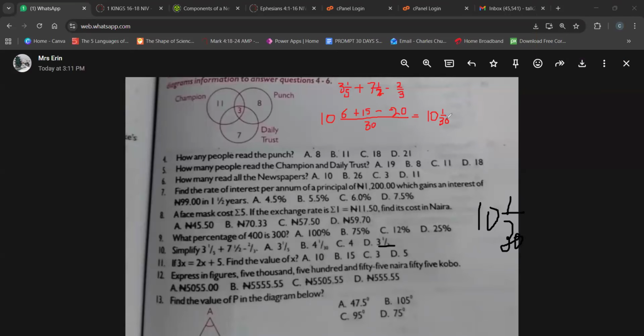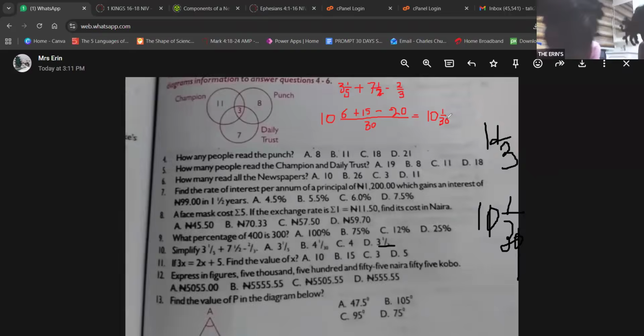Wait. We did our best, isn't it? 6 plus 15 is 21. 21 minus 20 is 1. There's nothing that will make 10 become 3, even if we wanted to borrow from 10. The lowest 10 can become is what? Yes, 1 whole number 1/3. This 3 is supposed to be 1, not 3.